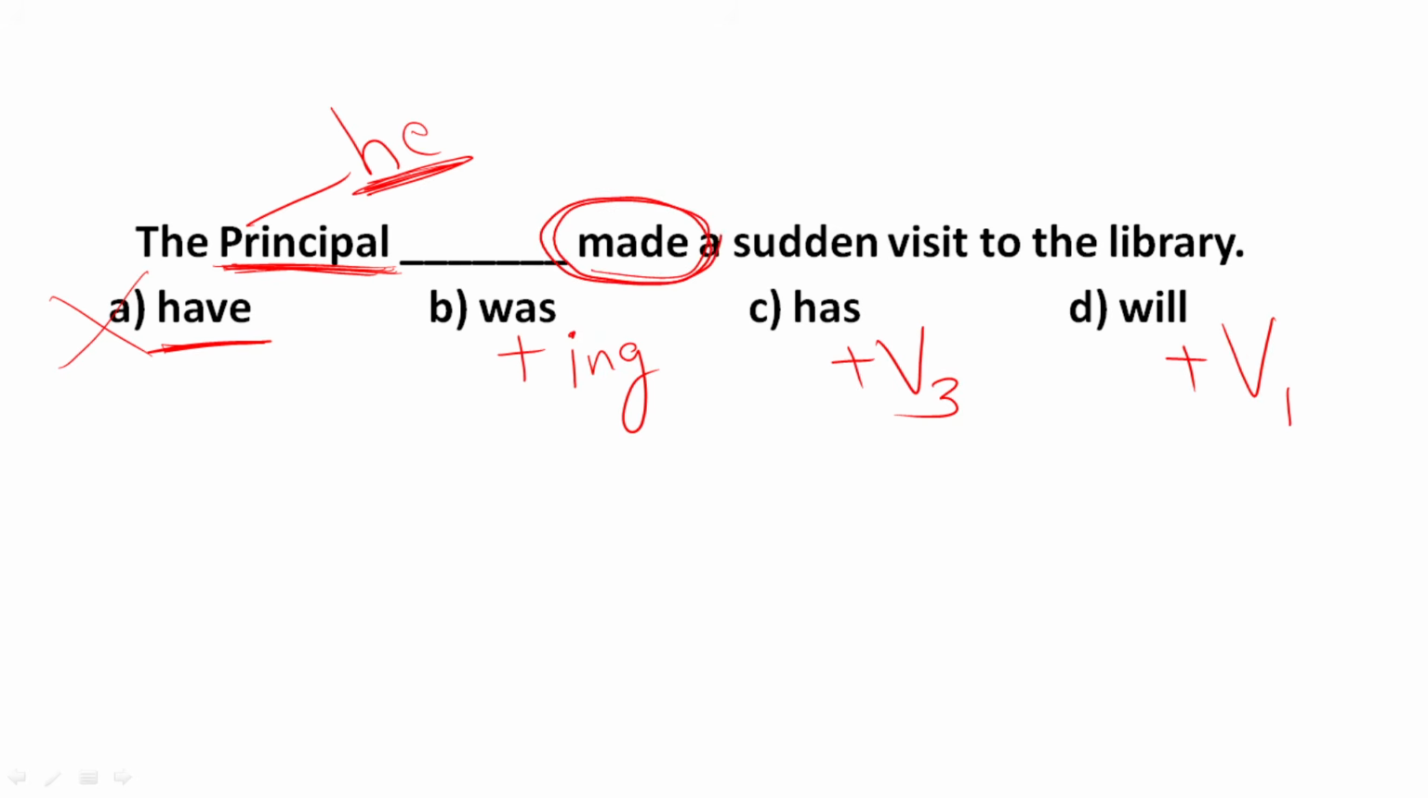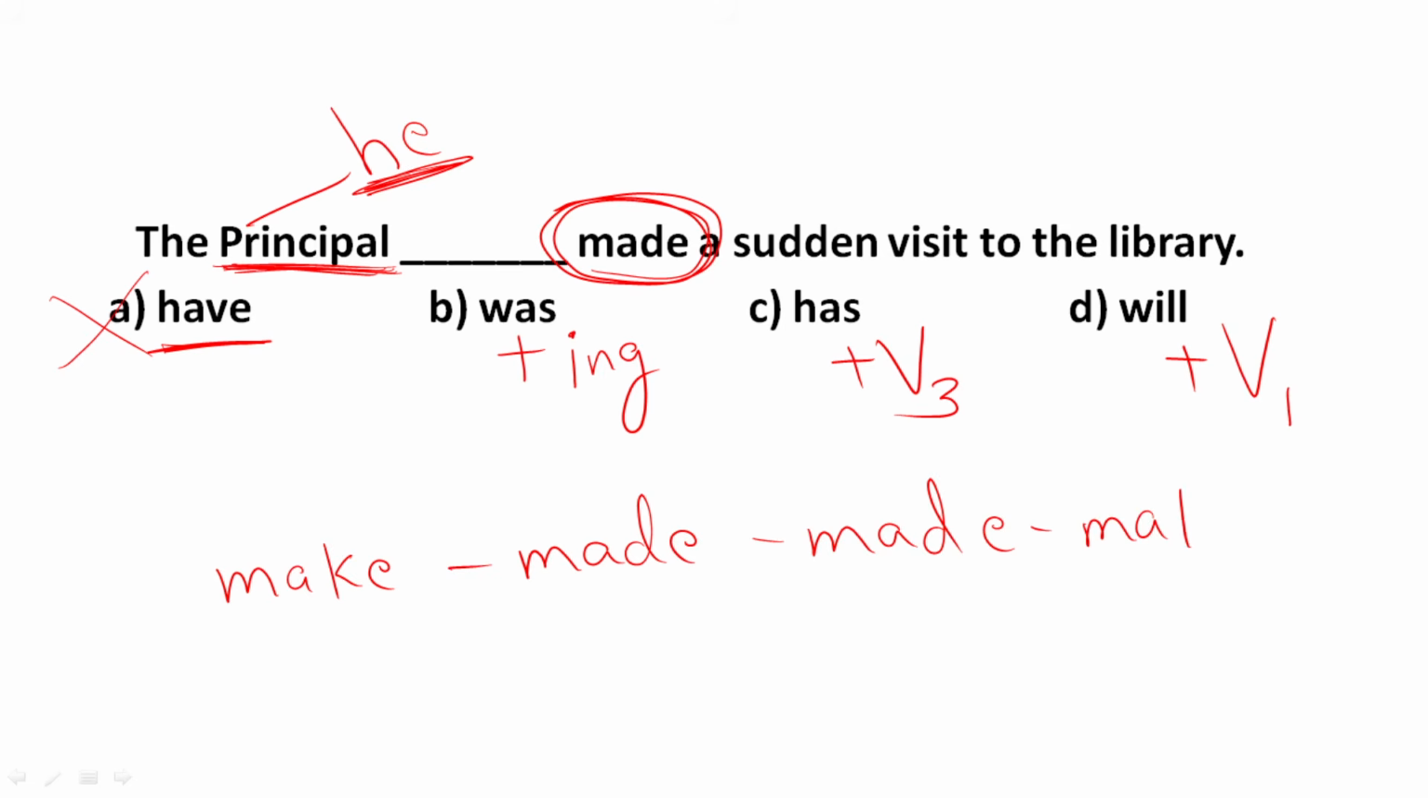Made, do you think made is v1 or v3 or what? For your kind information, I'm writing the verbal forms here. Make is a v1, made is the v2, made is a v3, and making is a v4. So here made is given, it is definitely not v1, and it is definitely not ing. So naturally not ing, not v1, only option C is the right option. So the principal has made a sudden visit to the library is 100% the right answer.